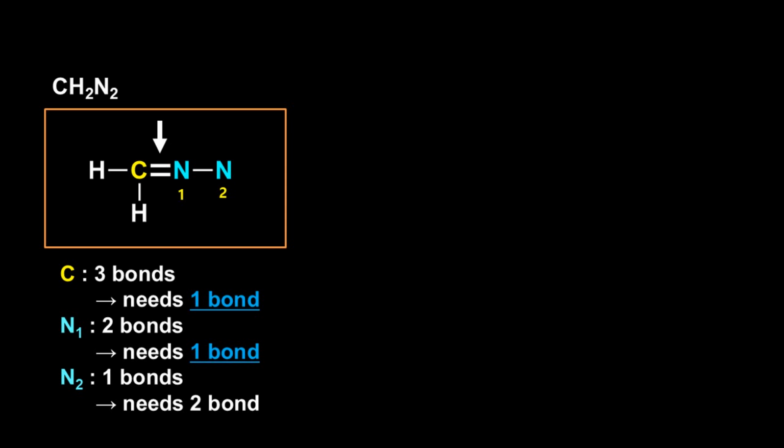Let's go back to diazomethane and make the necessary adjustments so that every atom has the correct number of bonds. Right now, carbon is missing 1 bond, and the middle nitrogen N1 also needs 1 more bond to reach its preferred state. To fix that, we can add a pi bond between carbon and N1. That gives us this updated structure, H2C=N=N. Now, both carbon and N1 have the number of bonds they need.